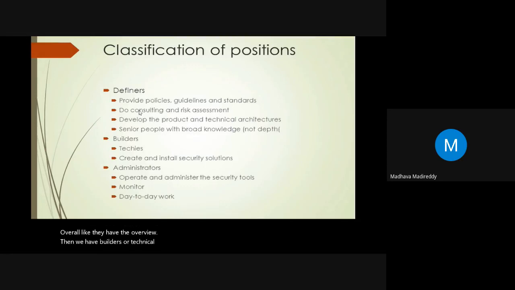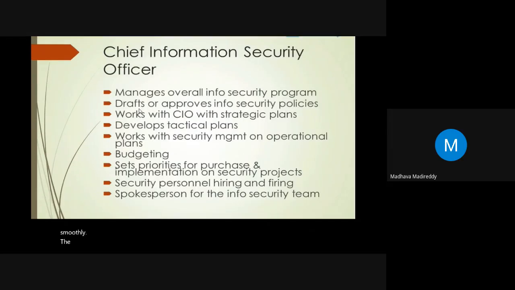These are the people who understand and who can create this security and build the security systems. So they create and install all the firewalls, and they know how to secure their crypto systems and all of this stuff. Then we have administrators. Administrators, they just operate and administer. They don't build anything. They just need to make sure that everything is functioning smoothly. They monitor and they check the day-to-day work.